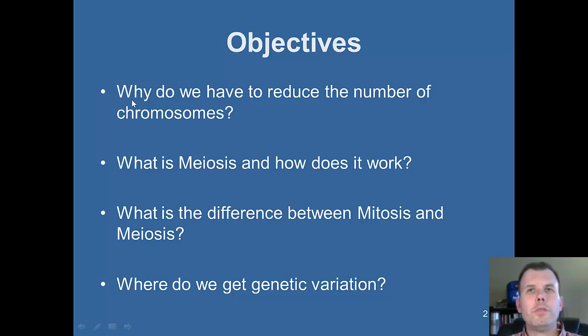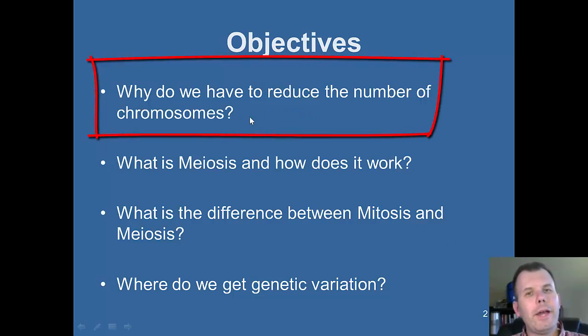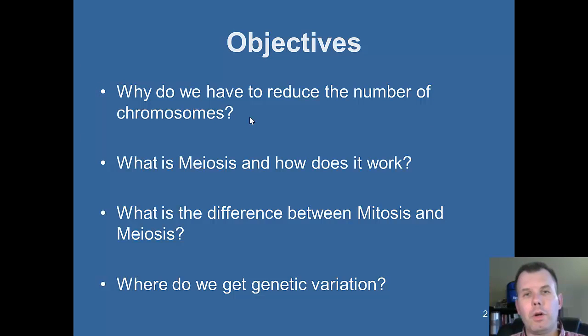All right, so our objectives today, the first is, why do we have to reduce the numbers? I've already alluded to one of the reasons why, because we don't want our babies to have the wrong chromosome number. So we have to reduce the numbers in order to ensure that our children or our offspring get the right number of chromosomes, which would be 46. Okay, so we'll look at that. Why do we have to reduce the number?